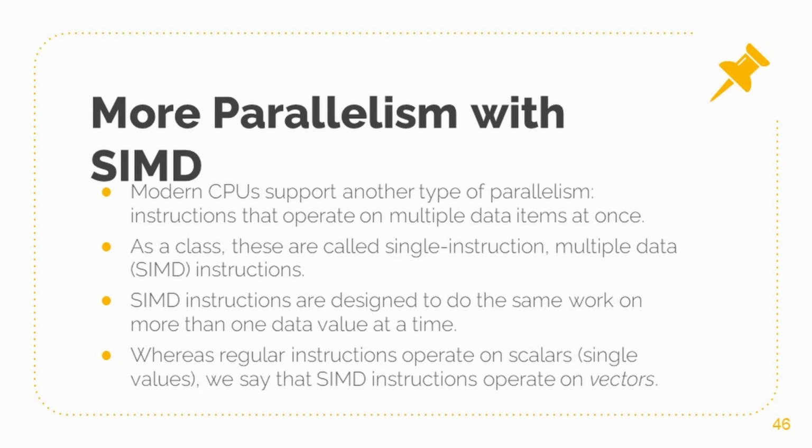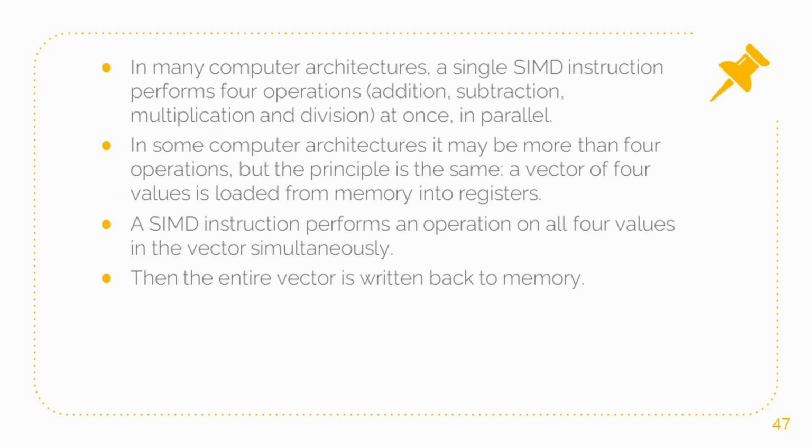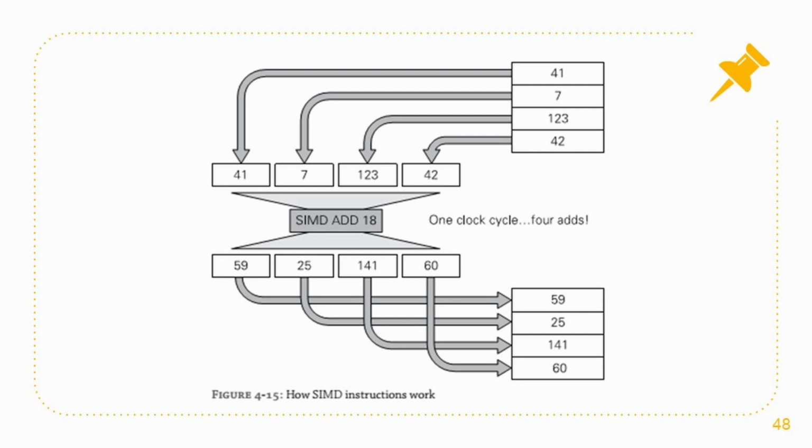3. Vectorization width. In many CPU architectures, SIMD instructions process vectors of 4 elements at once. However, some architectures may support wider vectors, allowing for even greater parallelism. For example, AVX512 instructions in Intel processors can operate on vectors of up to 512 bits wide, which translates to 16 double-precision floating-point numbers or 32 single-precision floating-point numbers.